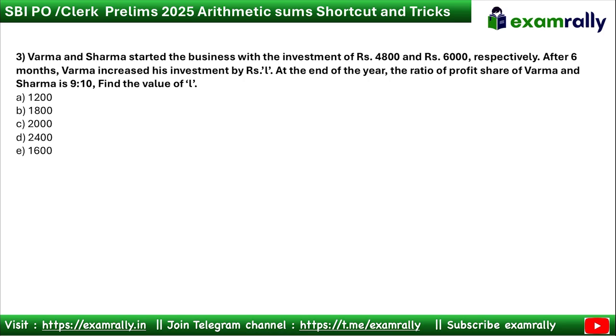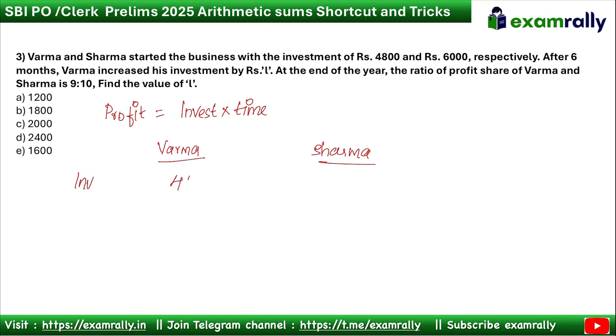In partnership, we know one concept: profit sharing ratio is equal to investment into time period. The time can be in months, days, or years also. Here, 2 persons are investing, Verma and Sharma. So let Verma's investment be 4,800 and Sharma's investment be 6,000. Then the period or the time taken.